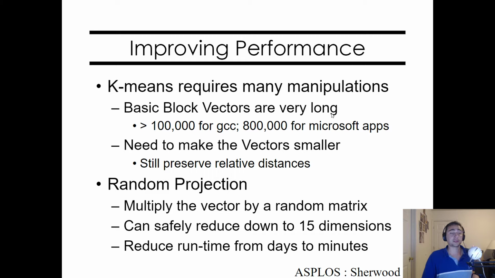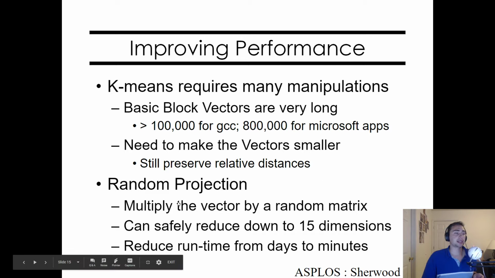So basic block vectors are very long. You'll have 100,000 for GCC, but even for bigger Microsoft apps, up to something like 800,000 basic blocks. This is a huge number, so you need to make these vectors smaller. This just isn't something that's scalable to do. But you still want to preserve the relative distances.